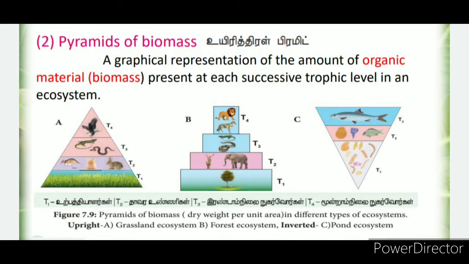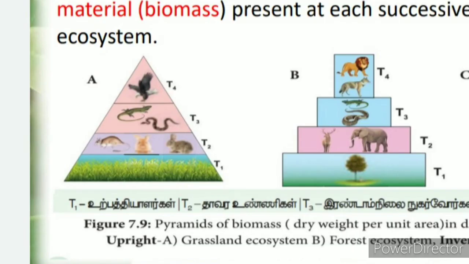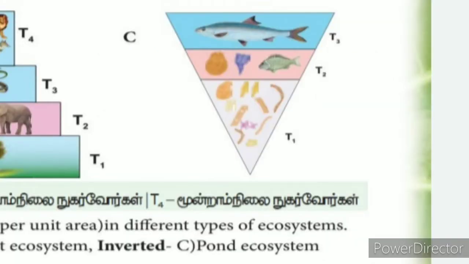A graphical representation of the amount of organic material present at each successive trophic level in an ecosystem is called pyramid of biomass. In grassland and forest ecosystem, there is a gradual decrease in biomass of organisms at successive trophic levels from producers to top carnivores. Therefore, these two ecosystems show pyramids as upright.